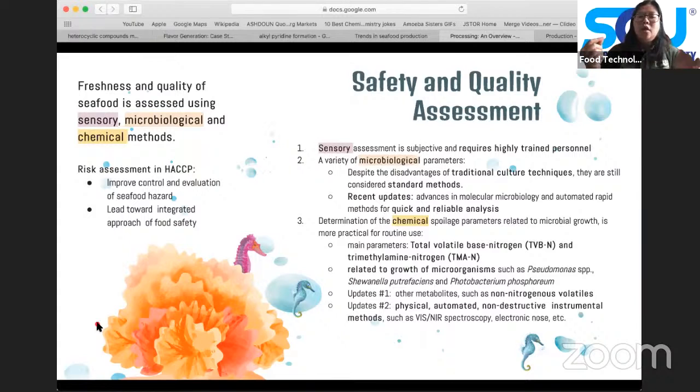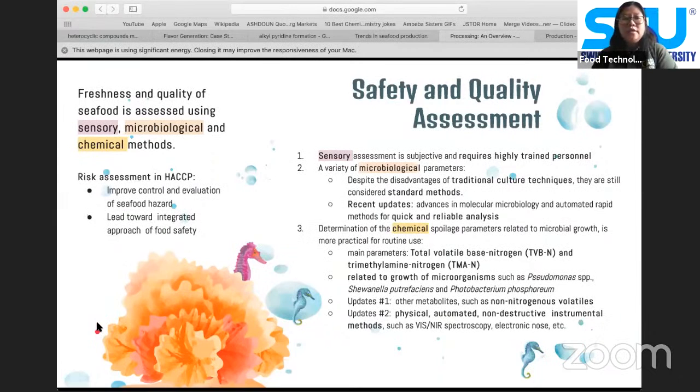In the technological updates for chemical quality assessment, currently there is development of using other non-nitrogenous volatile metabolites as chemical parameters. Also, there is usage of physical, automated, and non-destructive instrumental methods such as FTIR or NIR spectroscopy and electronic nose to evaluate the chemical spoilage parameters.